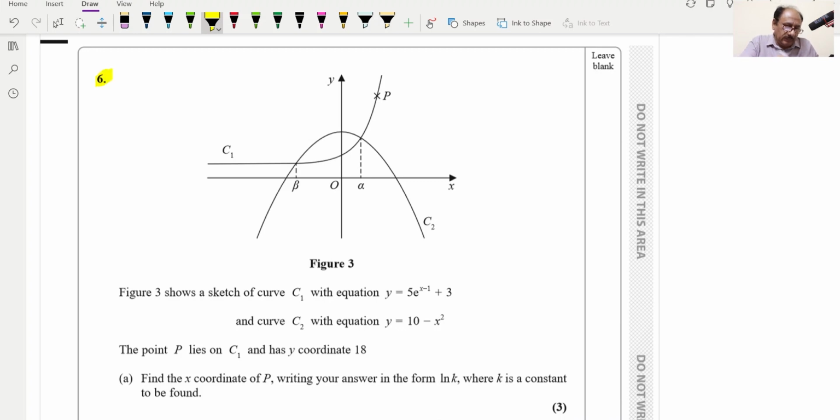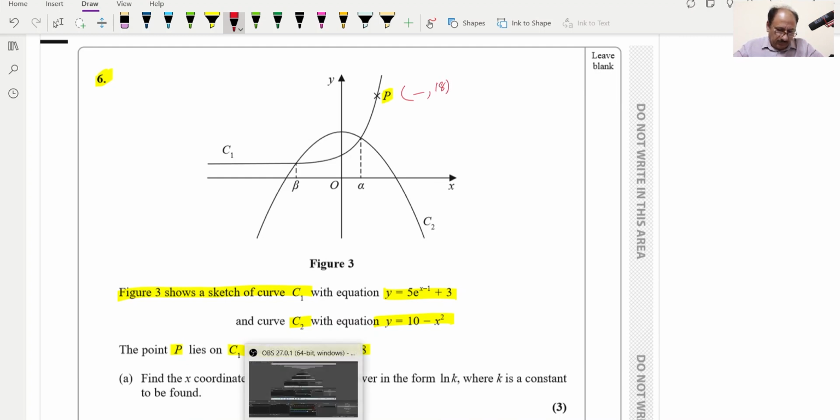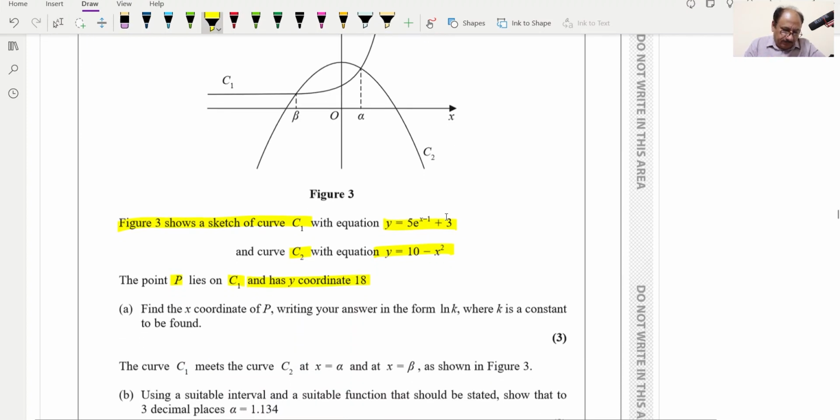Question number 6. Sketches provided. Figure 3 shows a sketch of curve C1 with this equation and C2 with this equation. The point P lies on C1. This is point P and has y coordinate as 18. So this information is provided. Part a says find the x coordinate of P, writing your answer in the form log x, where x is a constant to be found. It's a 3 marks question.